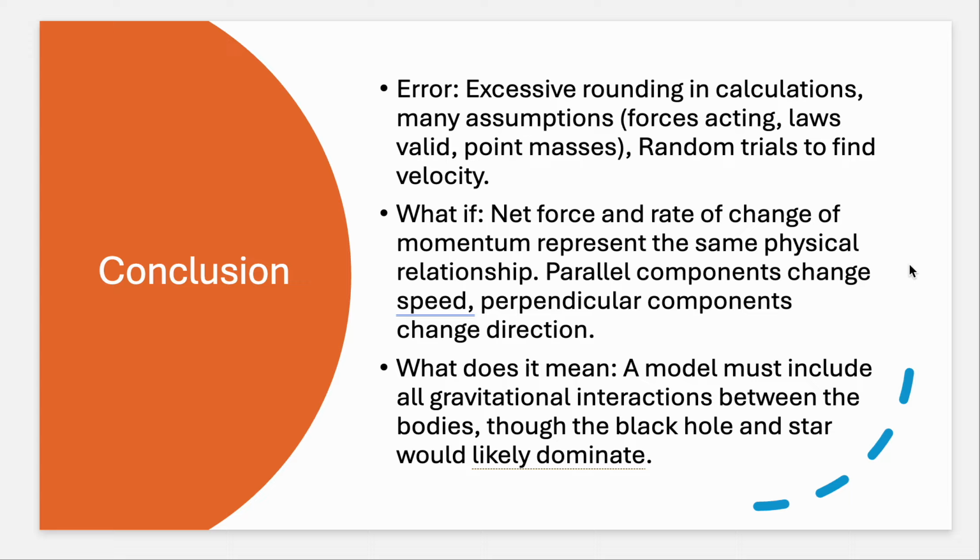The net force and rate of change of momentum represent the same physical relationship. Parallel components change speed, and perpendicular components change direction. And then a model must include all gravitational interactions between the bodies, but the black hole and star would likely dominate. And that's it.